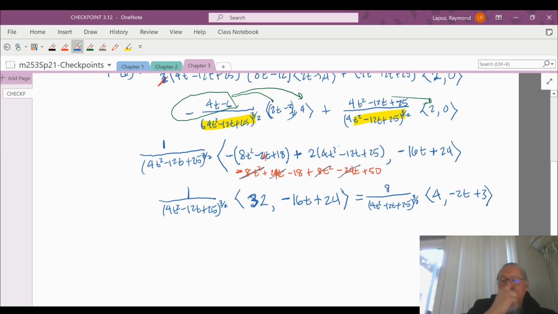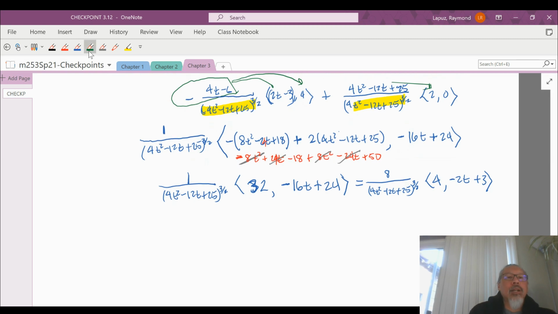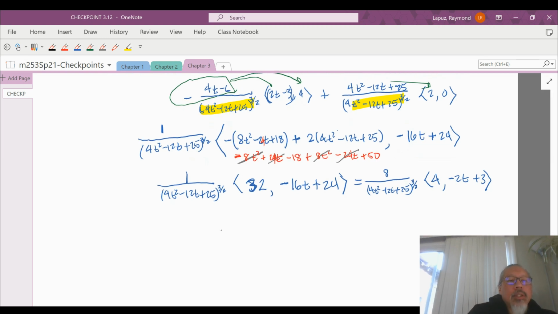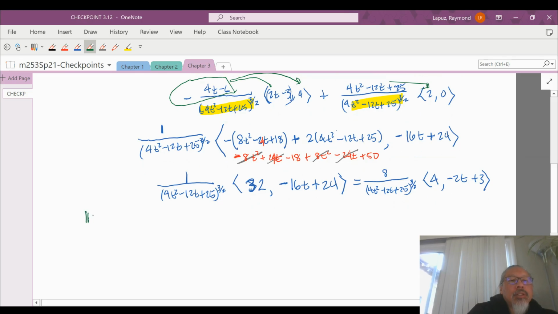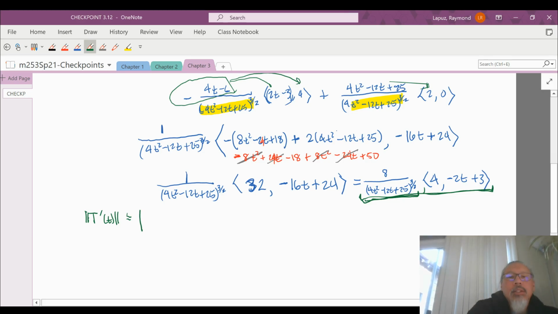Okay. Now I wanted the vector as simple as possible because we still need to take the magnitude of this T prime vector that we just found, which is not that easy to do. But it turns out that the magnitude of a scalar times a vector is simply going to be the absolute value of the scalar, which is going to be positive anyway, so we can get rid of the absolute value sign.